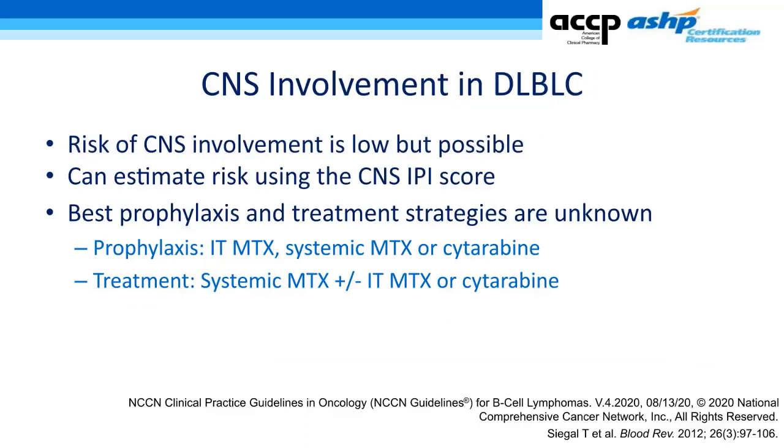I also wanted to briefly touch on the risk of central nervous system involvement with diffuse large B-cell lymphoma. The risk is low, but it's still possible. And there are some very useful scores that can estimate the patient's risk. So in your handout, I have detailed what's called the CNS IPI score, International Prognostic Index score. If the patient is determined to be at high risk for CNS involvement, the best prophylaxis and treatment strategies are not known, but the guidelines would suggest intrathecal methotrexate, systemic methotrexate, or cytarabine for prophylaxis. And for treatment, systemic methotrexate plus or minus intrathecal methotrexate or cytarabine.